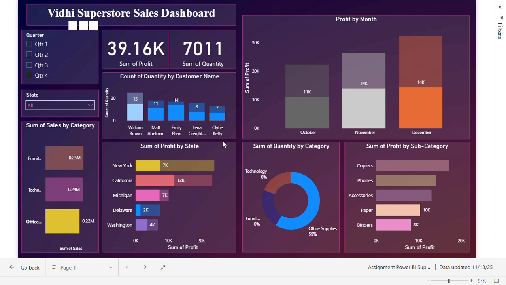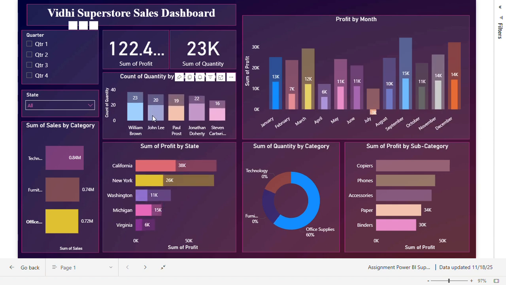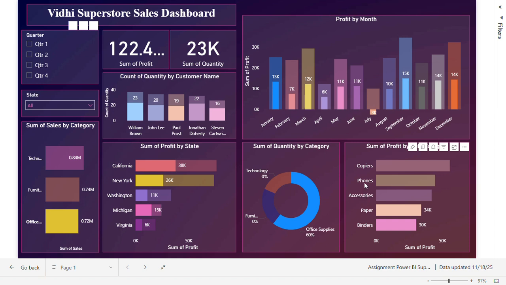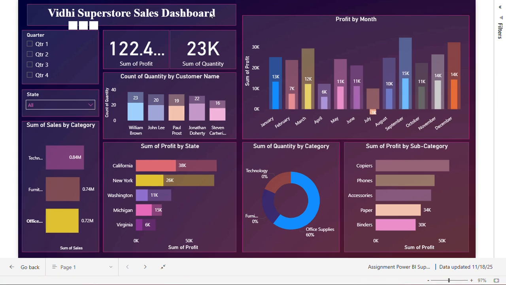So, here's what the analysis reveals. Top performing subcategories with high profits are copiers, phones, and accessories, which drive most of the company's profitability. Also, the worst performing subcategories are tables, bookcases, and binders. These categories should be reevaluated in terms of pricing strategy, discount policy, or vendor contracts. Now, let's move to the second page.